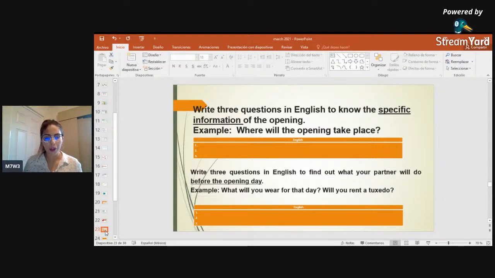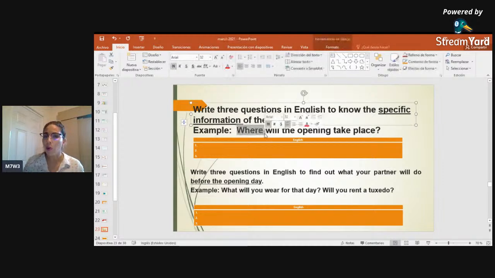We have an example here. Tenemos un ejemplo. Where will the opening take place? ¿Dónde tomará lugar o tendrá lugar el evento? O sea, hablando de la apertura. Ese es solamente un ejemplo. Acuérdense que ya les había comentado que nosotros, si queremos hacer preguntas informativas, es decir, sacar información de lo que nos den y no nada más un sí o un no, tenemos que acudir a la WH questions. Tenemos que agregar las preguntas con WH, que son informativas.